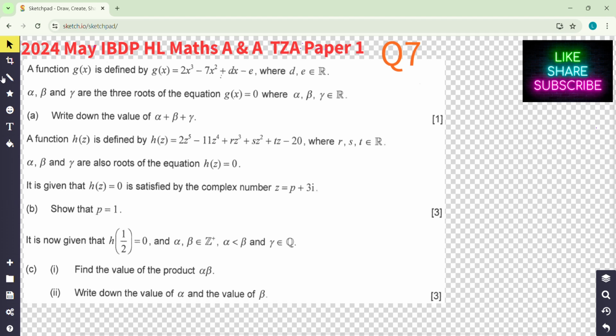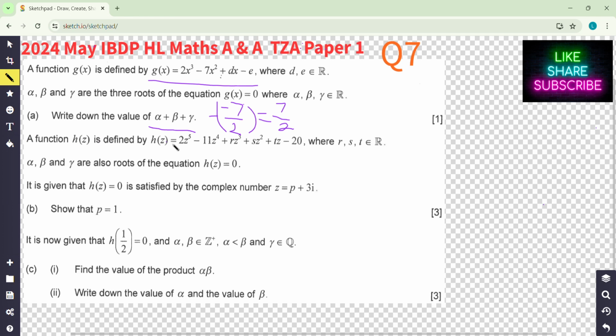The first one, okay, it said that it's g(x). Okay, g(x) has this functional form, so it has 3 roots. And then write down the value of the sum of the 3 roots. So you have to remember the sum of the 3 roots is equal to negative... 7/2, right? So it is 7/2. So these 3 roots added together is 7/2.